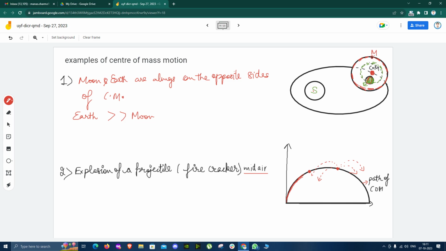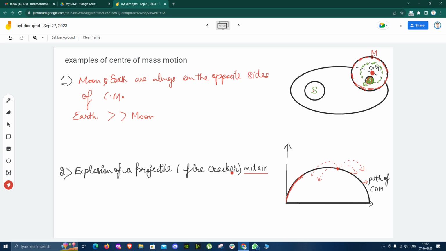So before the explosion, let's see what happens. The projectile moves in a parabolic path. This is the parabolic path of the projectile. Simply, when you have lit the cracker and then you throw it, it will simply follow the parabolic path, the path followed by the cracker itself. But what's different here is that the cracker will explode eventually in midair. So it will have many different particles.